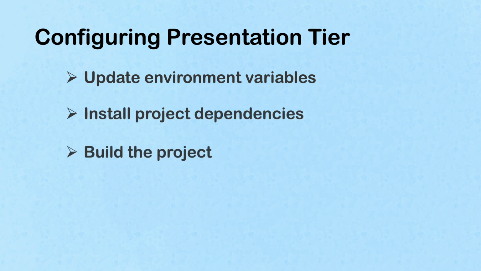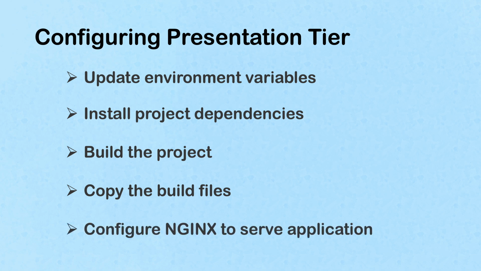The React application will then be built, with the resulting files copied to Nginx's default web server directory. Finally, Nginx will be configured to serve the frontend application. These steps will be replicated for the second presentation tier EC2 instance.